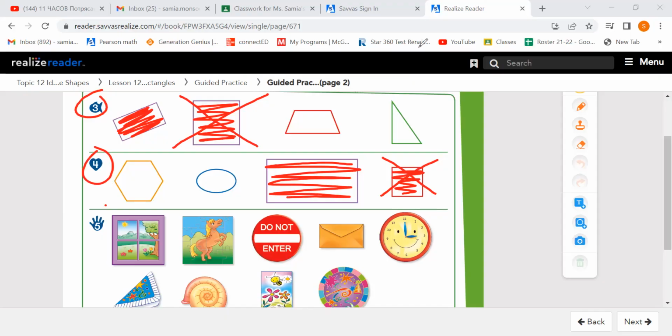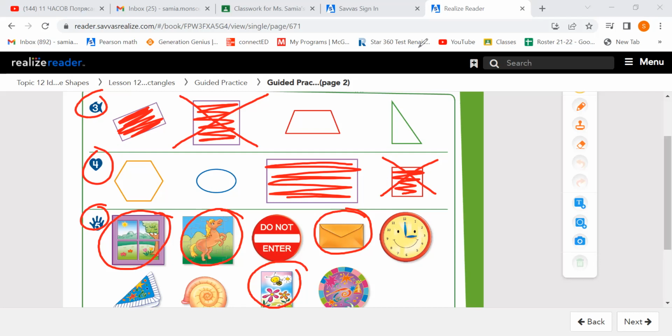All right, let's look at number 5. You are going to draw a circle around the objects that look like a rectangle. Which objects do you see that look like rectangles? Here's one. Here's one. This envelope looks like a rectangle. And how about this? That also looks like a rectangle.